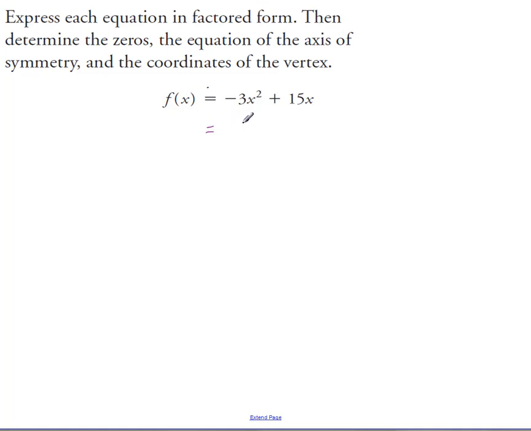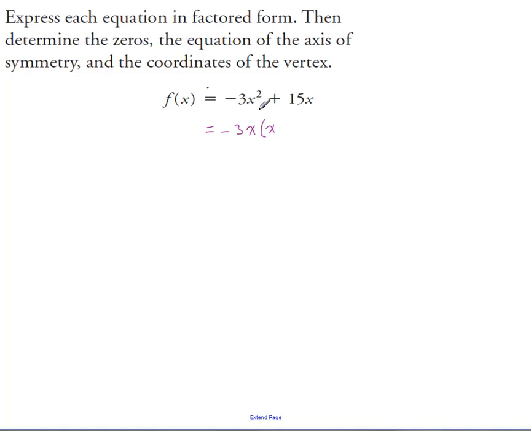I noticed that I can take a 3, I can divide a 3 out of both of them, and I can divide at least an x out of both of them. I'm actually going to take out a negative 3x, just to keep this first term positive. So I divided out a 3, I'm left with just a 1. I divided out an x from x squared, I'm left with just x. And oh, that's going to be minus actually. Let's get rid of that.